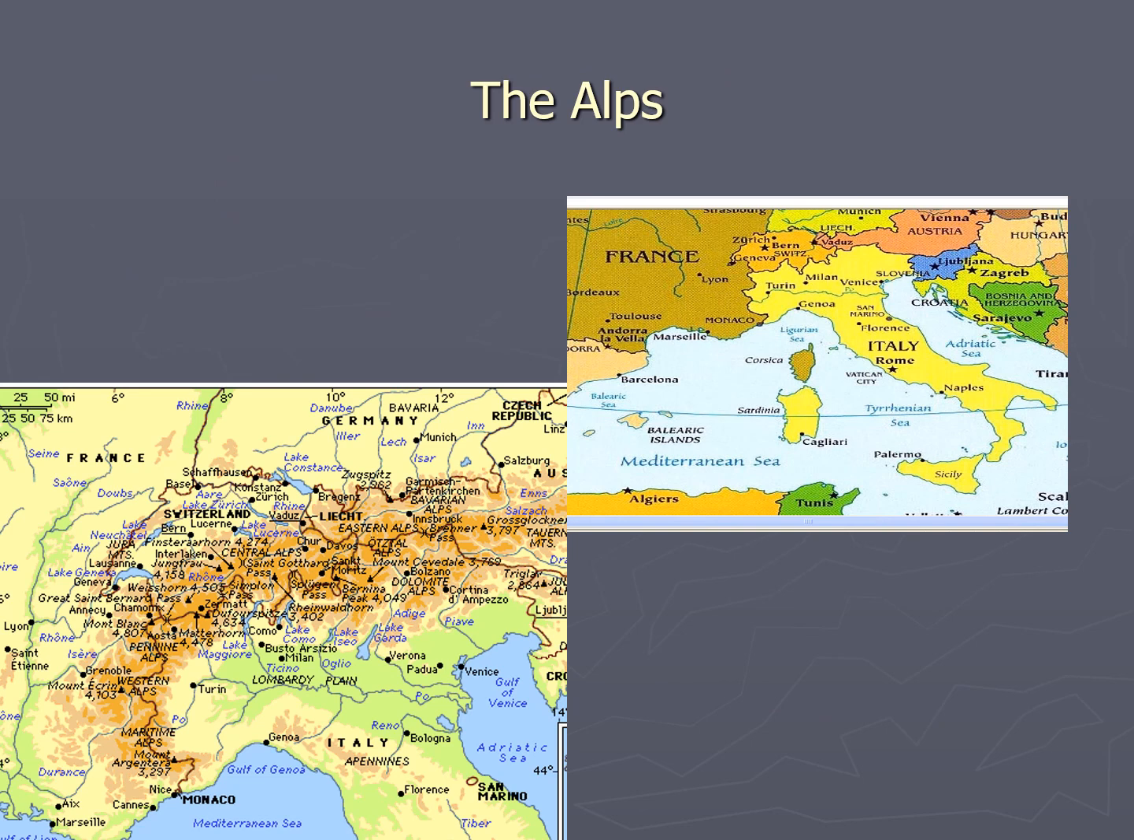So where are the Alps located? Here they are. So they're kind of in between Italy and a bunch of different parts of Europe. So you've got Australian Alps, you've got Swiss Alps, you've got Italian Alps, you've got French Alps.